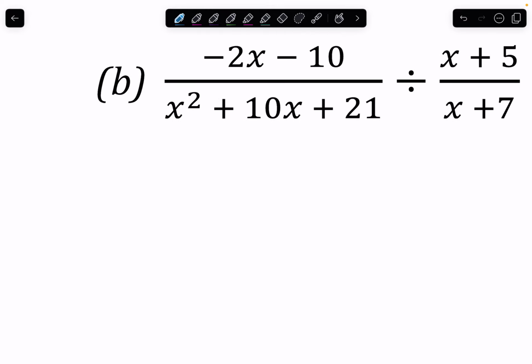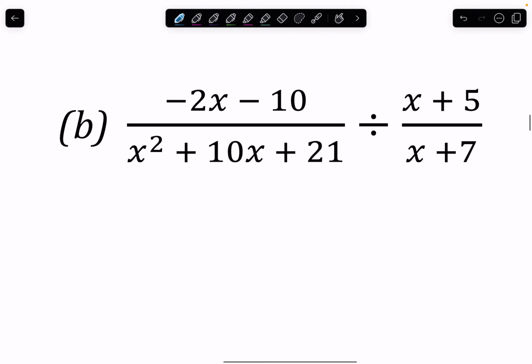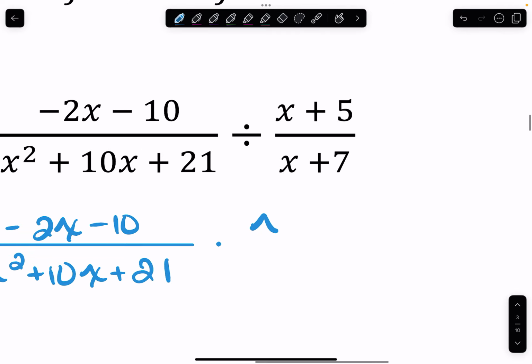All right, next one. All right, it's division, so immediately keep it, change it, flip it. All right, so I've got my negative 2x minus 10 over x squared plus 10x plus 21. Change to multiplication. The x plus 7 comes up and the x plus 5 goes down.